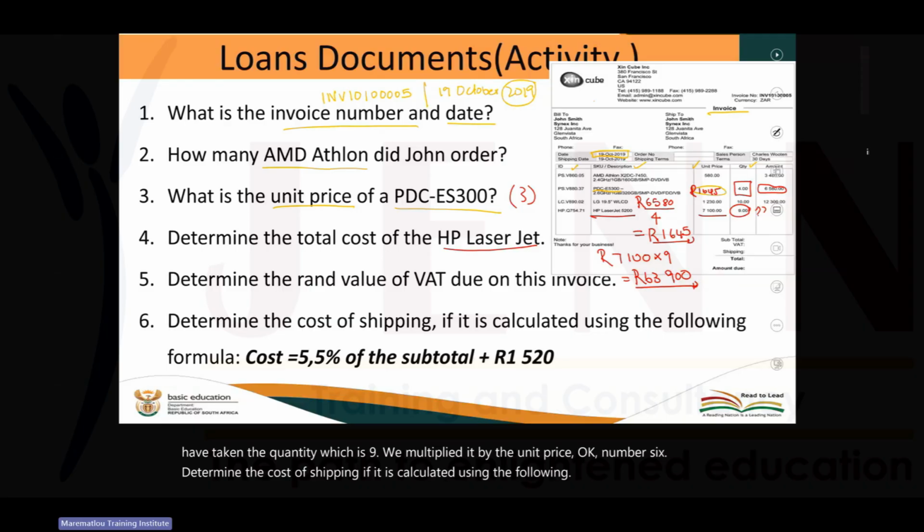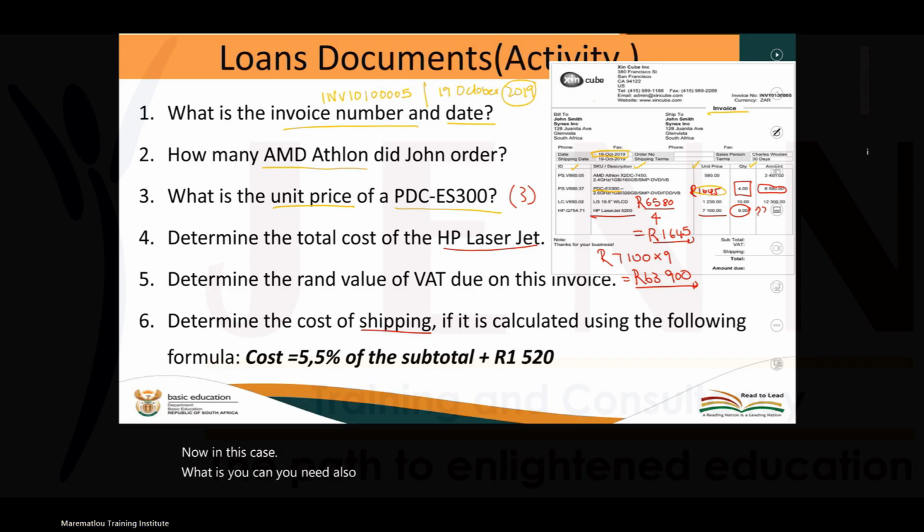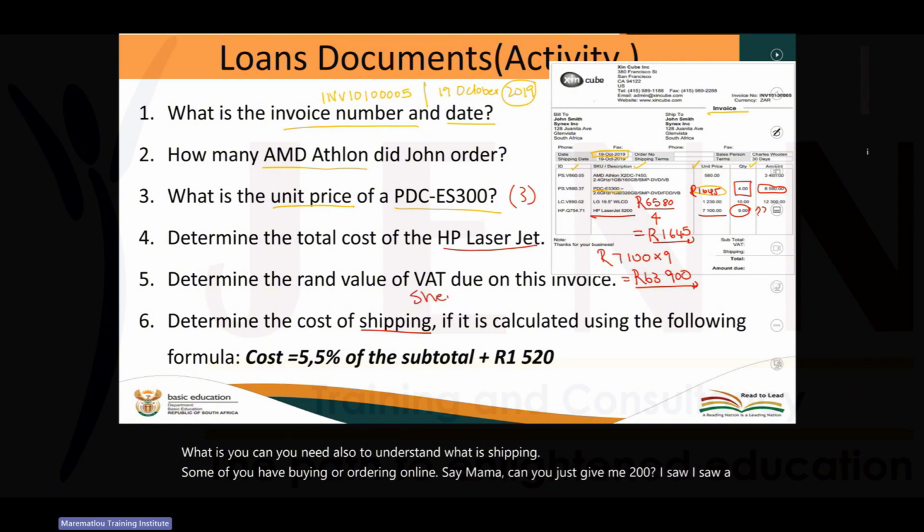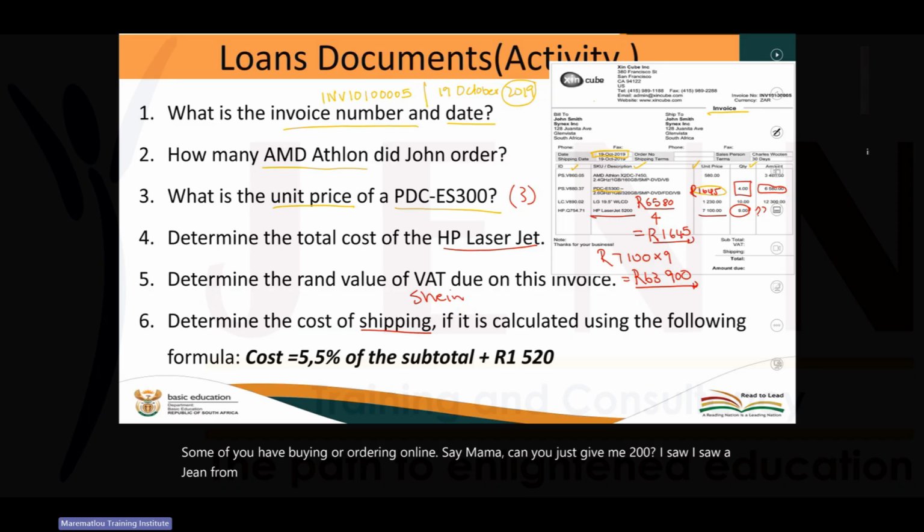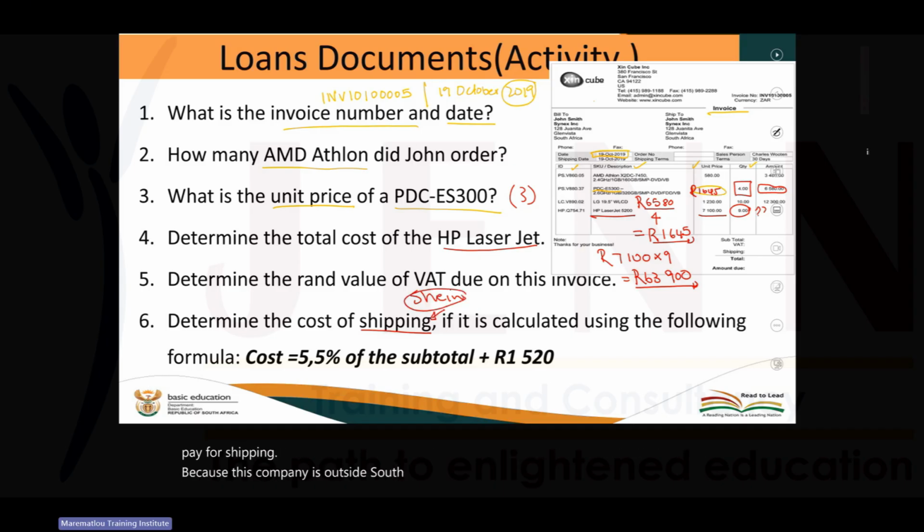Now, in this case, you also need to understand what shipping is. Some of you are ordering online. You say, Mama, can you just give me 200? I saw a jean from Shein, but don't just give me 200. Give me plus 50 rand because I have to pay for shipping, because this company is outside South Africa. For you to get that jean that costs 200, you need to add maybe 50 rand of shipping.